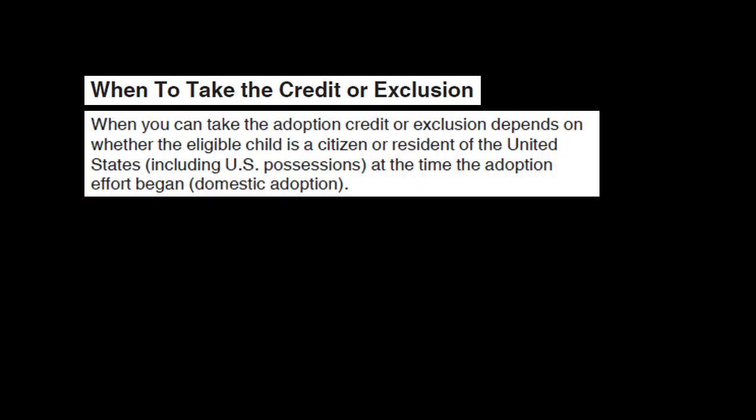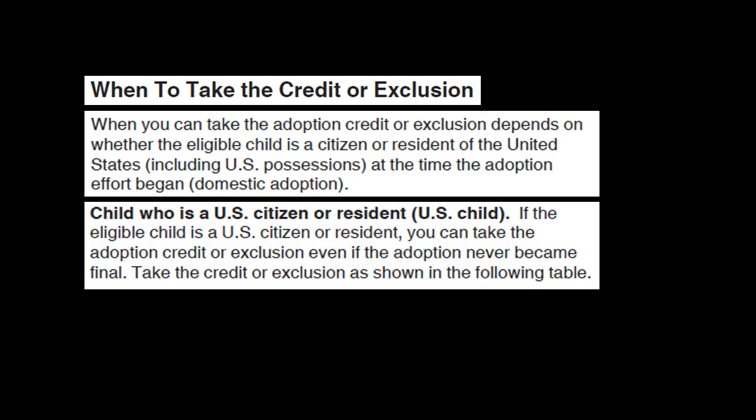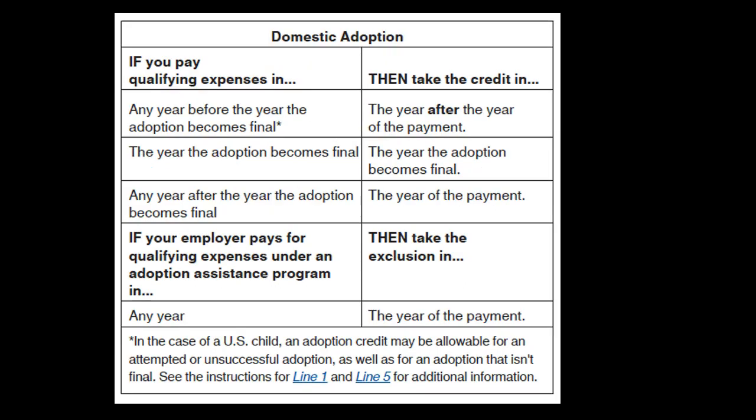When to take the credit or exclusion. When you can take the adoption credit or exclusion depends on whether the eligible child is a citizen or resident of the United States, including U.S. possessions, at the time the adoption effort began. Domestic adoption. Child who is a U.S. citizen or resident, U.S. child. If the eligible child is a U.S. citizen or resident, you can take the adoption credit or exclusion even if the adoption never became final. Take the credit or exclusion as shown in the following table.